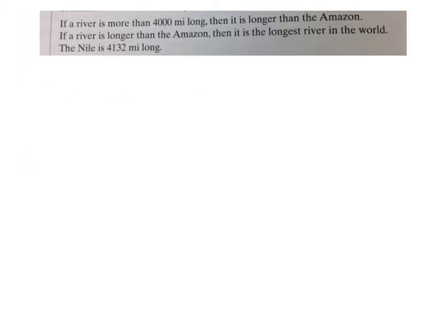Now let's try to put both the law of detachment and the law of syllogism together to try to make a correct conclusion from the following statements in example 5. If a river is more than 4,000 miles long, then it is longer than the Amazon. If a river is longer than the Amazon, then it's the longest river in the world. The Nile is 4,132 miles long. Try to come up with a conclusion from these three statements.